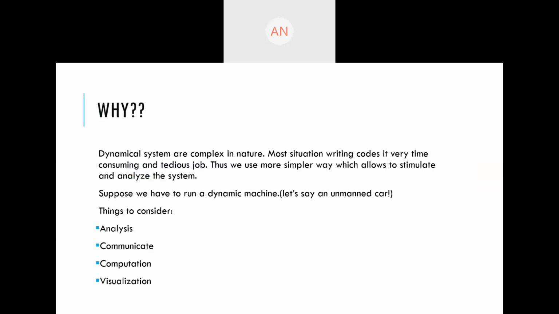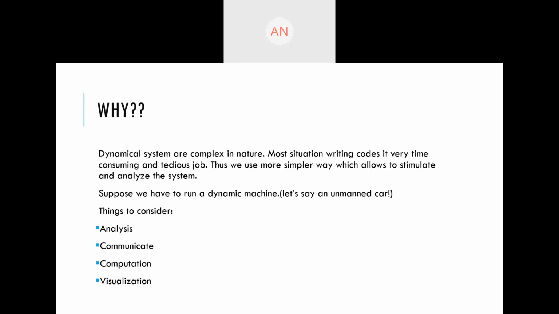As I have taken the example of unmanned cars, we'll take the following four things into consideration: analyze, communicate, computation, and visualization. For first, analyze, the car itself analyzes its surroundings. For example, which kind of road is it? Is it a traffic jam road or a highway road, or is there a speed breaker? The second is communicate. Whenever it detects a car in front of it, we use the horn to communicate to them that the car is behind it as well.